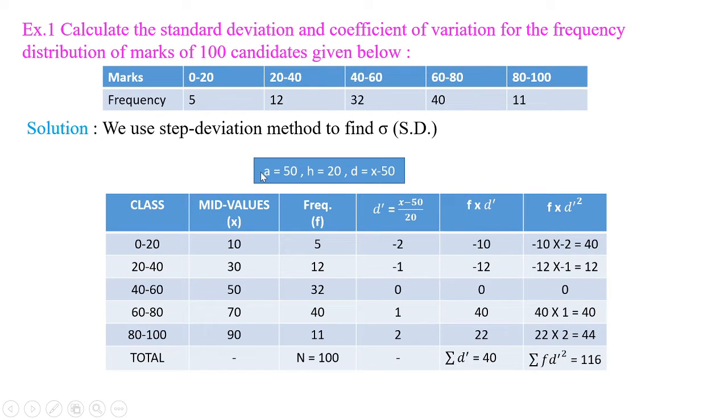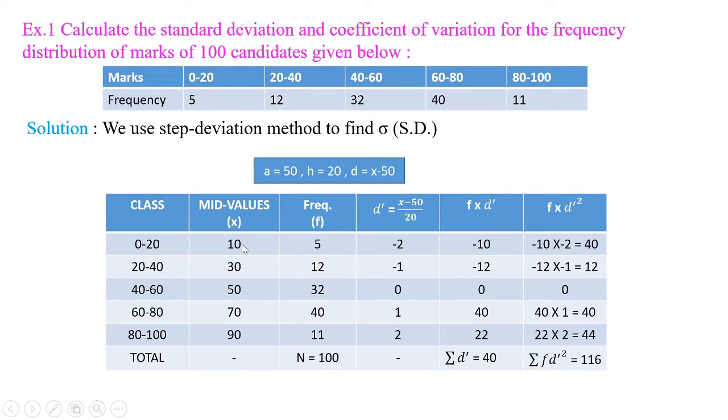Step number 1, decide the assumed mean A. We have to decide the assumed mean from the mid values, that is x, and we assume A is equal to 50. Then we also assume h is equal to 20 for simplification of the calculation. So that is d dash is equal to x minus 50 divided by 20.